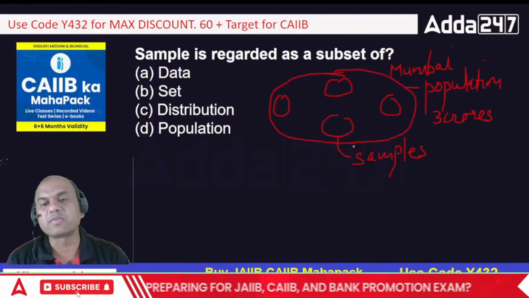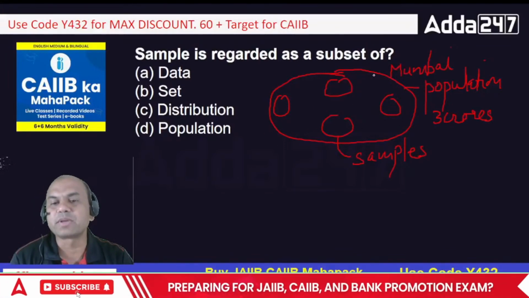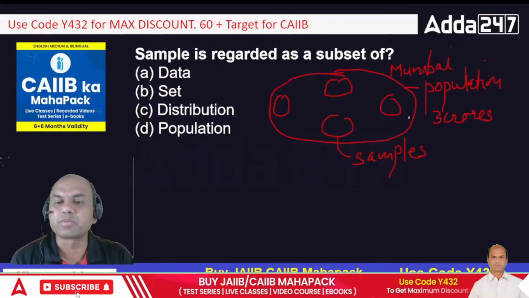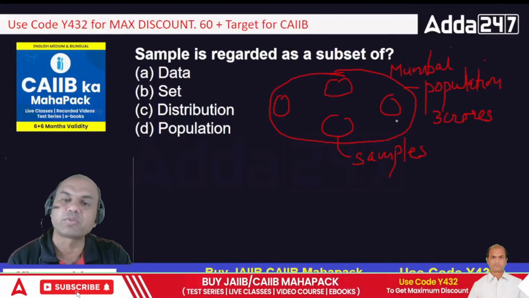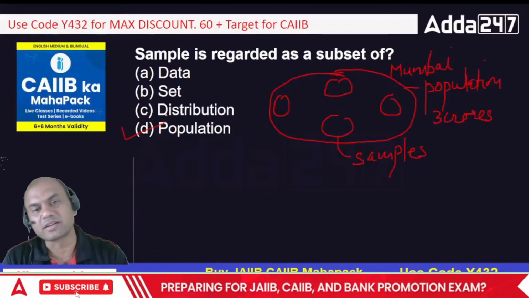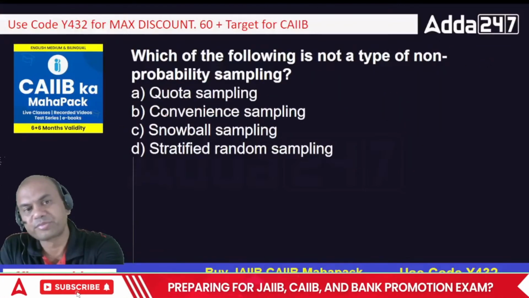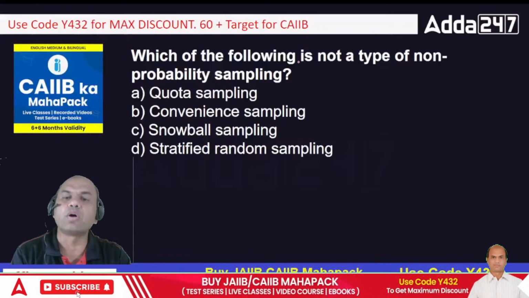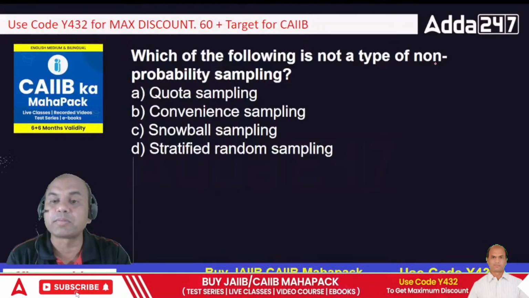So what can you see from this figure? Sample is lying within what? Within population. So sample is a subset of what? It is a subset of population, isn't it? Simple? Clear? Which of the following is not a type of non-probability sampling?